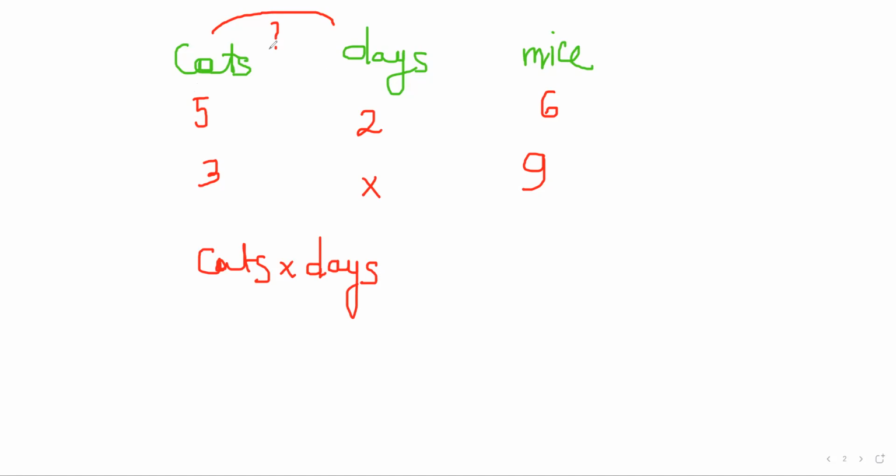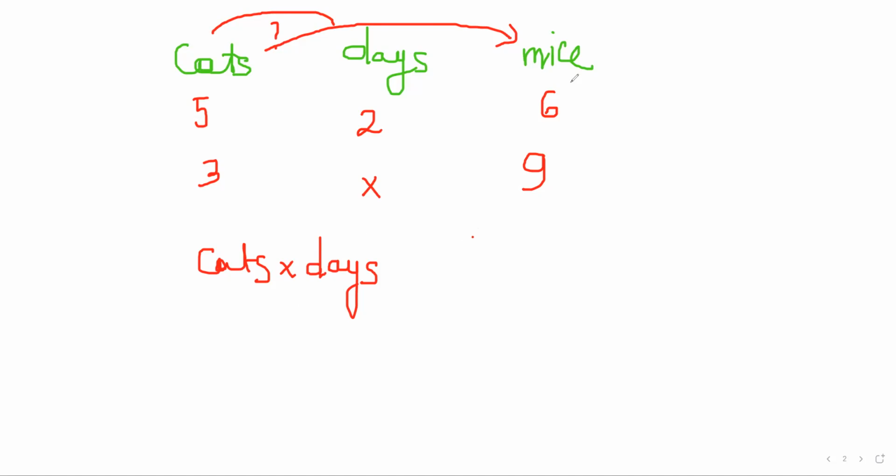Now let's consider the relationship between cats and mice. Obviously we know that if there are more cats, then there are more mice caught. So it's natural to think that increasing the number of cats will lead to an increase in the number of mice caught. So obviously they are directly related to each other.